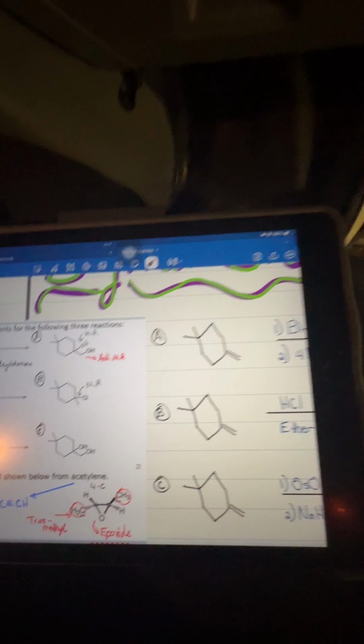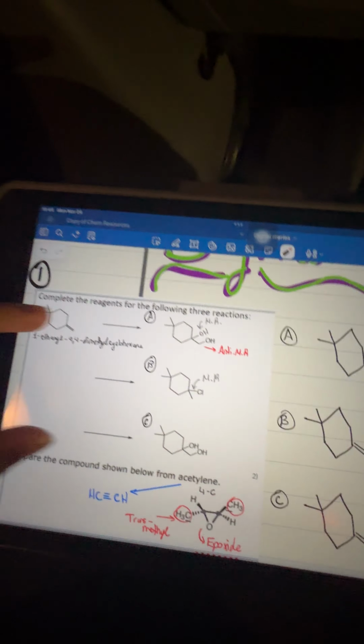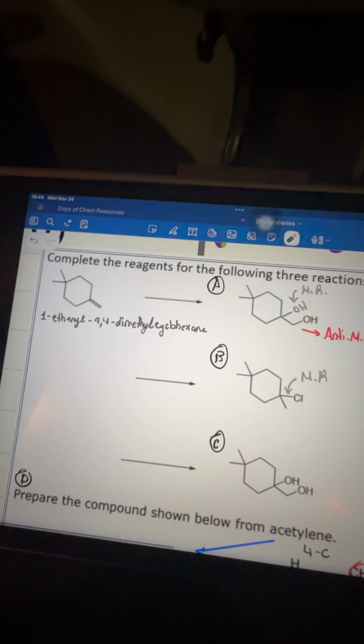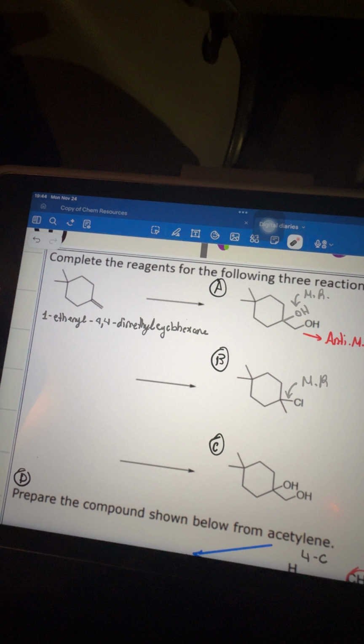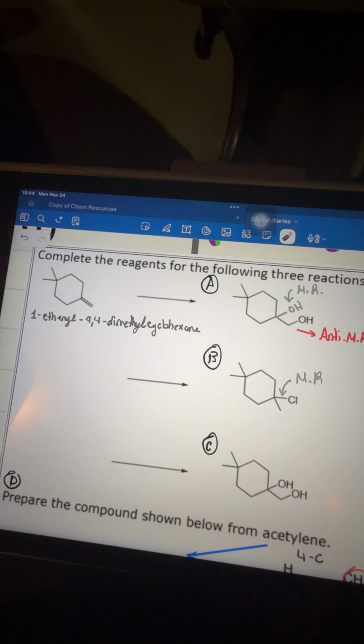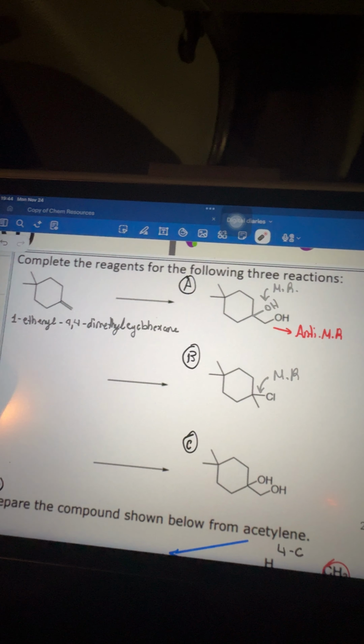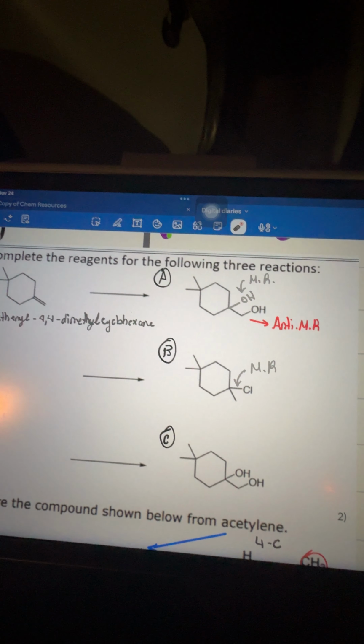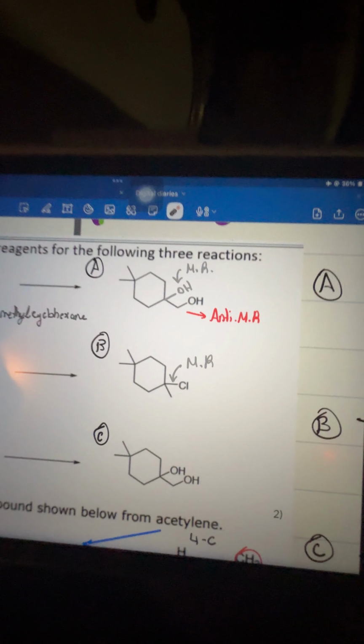Praxis Digital Diary number 5. I was given 1-ethynyl-4,4-dimethylcyclohexane and asked to complete the reagents for the following 3 reactions.